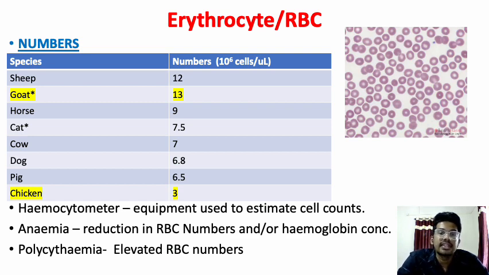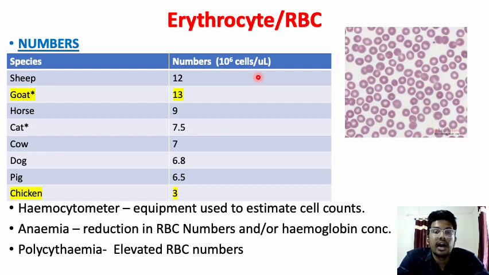Next is the erythrocyte or the RBC, which is the next important subheading. We will discuss it in detail. The numbers of RBCs, I have highlighted in case of goats and in chicken. The numbers are depicted as 10 raised to 6 cells, which means million cells per microliter. We can see that goat RBCs are the highest number. It is 13 into 10 raised to 6.